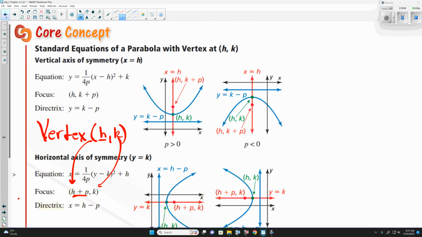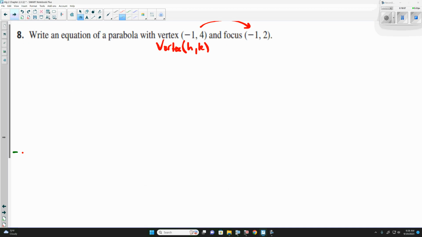Let's look back at the other form. From here to here, h is still h. We don't have anything added or subtracted from it, right? But if we look at k, it's going from k to k plus p, yes? Which means the equation we need for this is actually y equals 1 over 4p times x minus h squared plus k. Questions on this here?